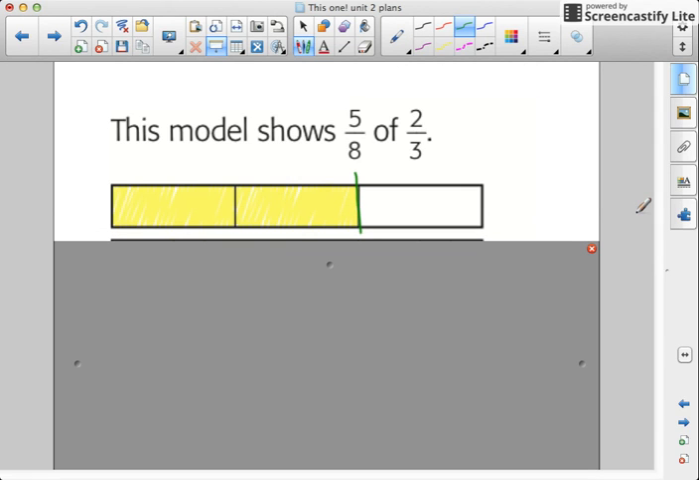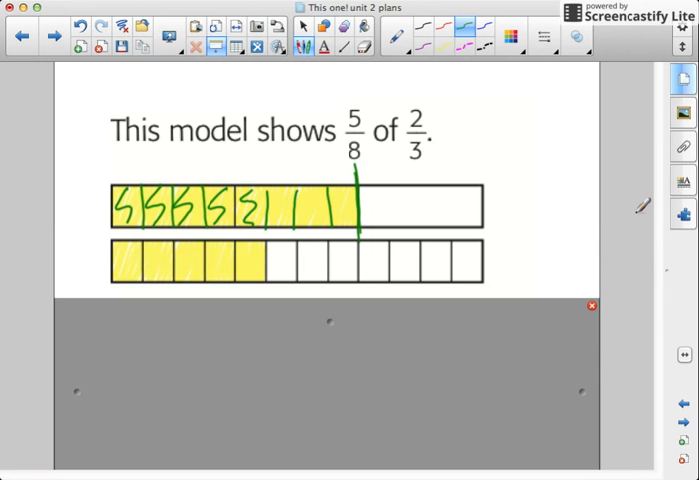So what we're going to do is split this 2/3 into a group of 8, because what we need is 5 of this 8 coming up to here. Okay, so we need to figure out what that is.